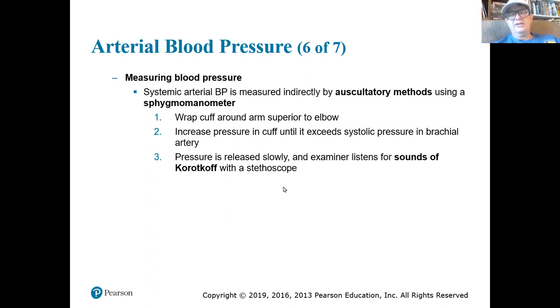Now, pressure released slowly. Examiner listens for the sounds of Korotkoff in the stethoscope. What we're saying is that if I reduce the amount of tension I'm creating, reduce the amount of pulling, eventually you're going to hear that sound when air comes out of the balloon.